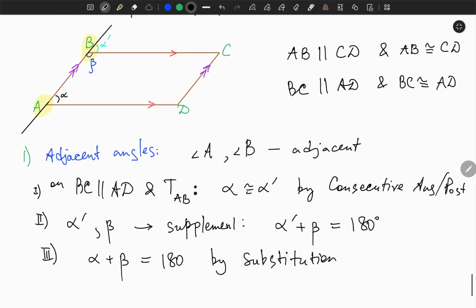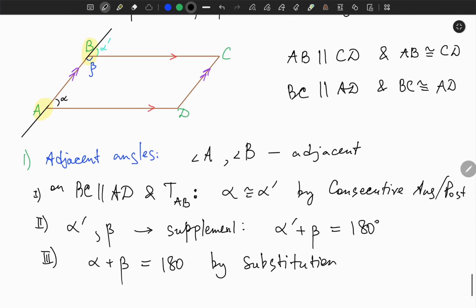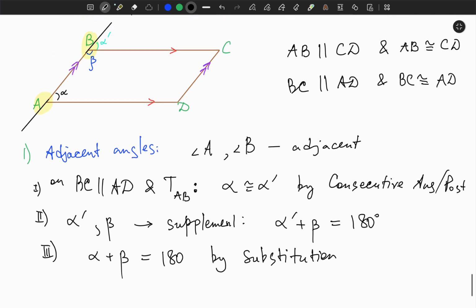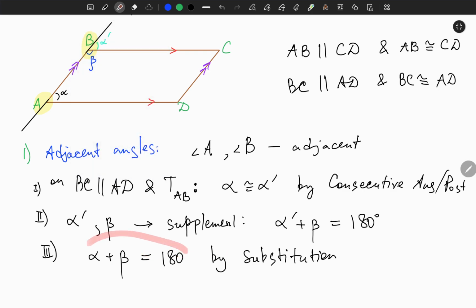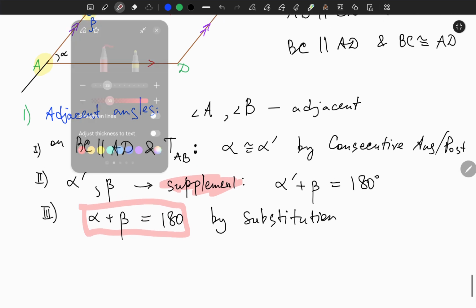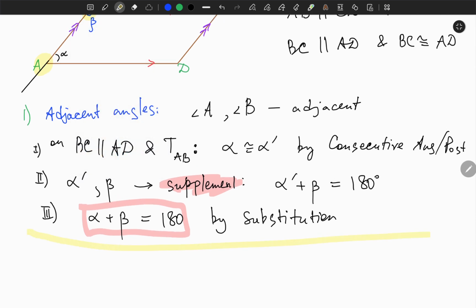So these adjacent angles of a parallelogram are supplementary. Perfect. We can choose any angles, so this one with this one is supplementary, and this one with this one is supplementary. Okay, the first one is done. Let's get into the second one.